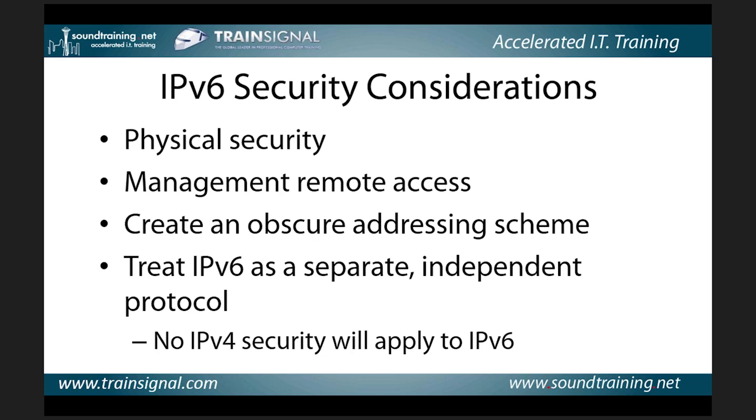And then finally, as you think about IPv6, you've got to remember to treat it as a separate independent protocol. Whatever you configure in IPv4 will be bypassed by IPv6 unless you explicitly configure it. In other words, your access control list in IPv4 will have no effect whatsoever on IPv6 traffic. If you're blocking IPv4 traffic, then you need to be sure and do the same thing with IPv6. So no IPv4 security will apply to IPv6, and you need to bear that in mind as you think about your designs and as you audit your security.